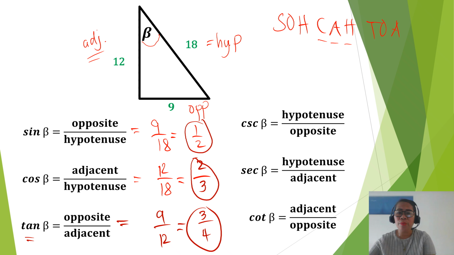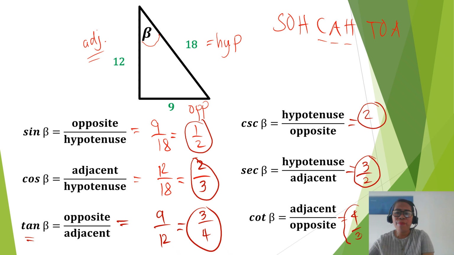Let us go now to the reciprocal. So cosecant beta, remember, in here is 1 half. You just simply reciprocate the 1 half and it's 2. And then the hypotenuse over adjacent, secant, is reciprocal to cosine. So the 2/3 is being reciprocated. It is now 3 halves. While the cotangent beta, the reciprocal of 3/4, because cotangent is the reciprocal of tangent. So it's 4/3. Now, guys, it is very easy to determine correctly the basic trigonometric ratios so as to get the correct reciprocal trigonometric ratios.